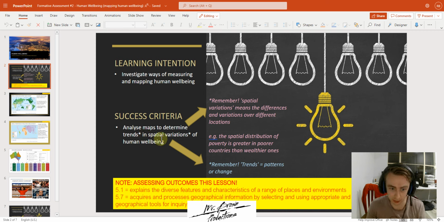Again, a little bit of a mouthful, so remember that spatial variations means the differences and variations of something over different locations. For example, we could compare poverty rates in India and Australia, and that would be looking at the spatial variations of poverty. And remember that trends are patterns or changes that we can notice in data.